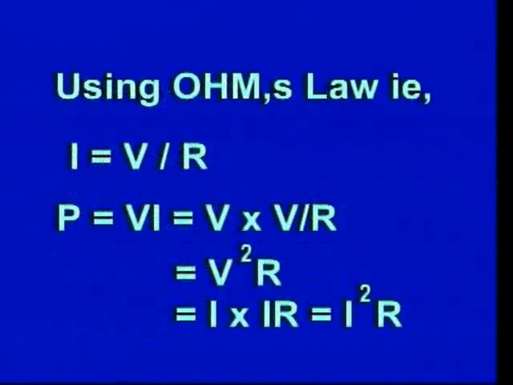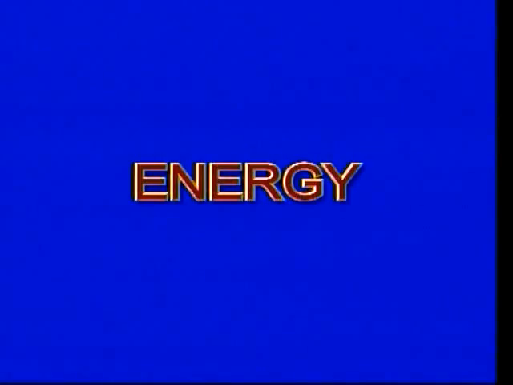Using Ohm's law, that is I is equal to V by R, power is equal to V into I, that is equal to V into V by R, because I is equal to V by R. So this will become V square by R. In terms of current and resistance, this is equal to I into IR, this becomes I square R. So power can be written in any form, like voltage into current, or voltage square by resistance, or current square into resistance. Now let us look at what is meant by energy.